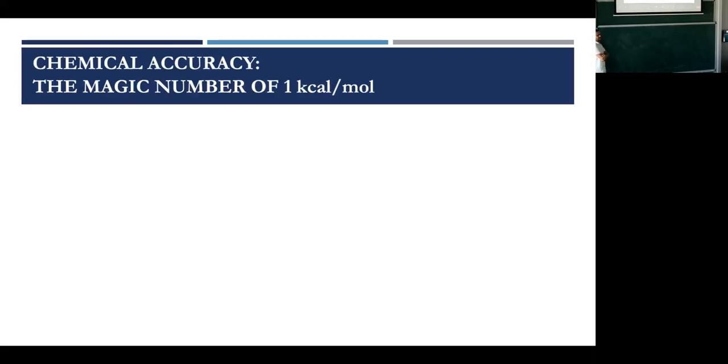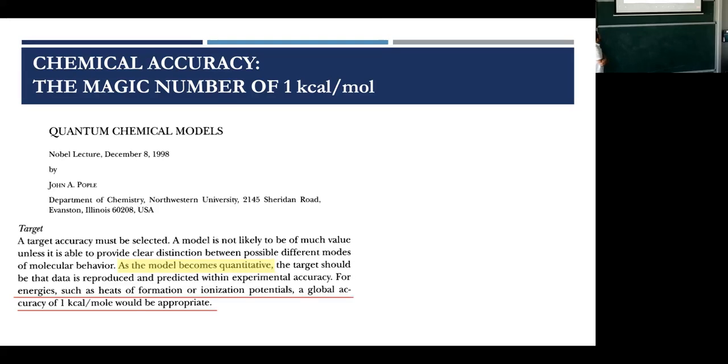And the next one, I think one of the most abused numbers in the literature in the past 5 years, although it existed in the past 20 years, is the magic number of 1 kilocalorie per mole, which is the chemical accuracy. Where did this come from? This was introduced by John Pople, one of the Nobel Prize recipients in 1998. He mentioned in his Nobel lecture that as the model becomes quantitative, the target should be data reproduced and predicted within experimental accuracy. For example, for heats of formation and ionization potentials, a global accuracy of 1 kilocalorie per mole would be appropriate.